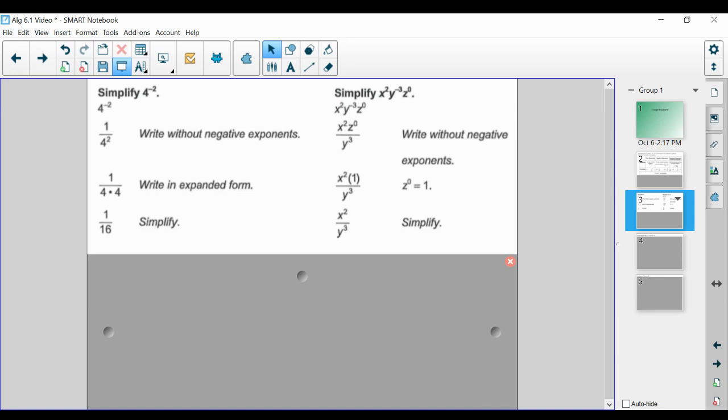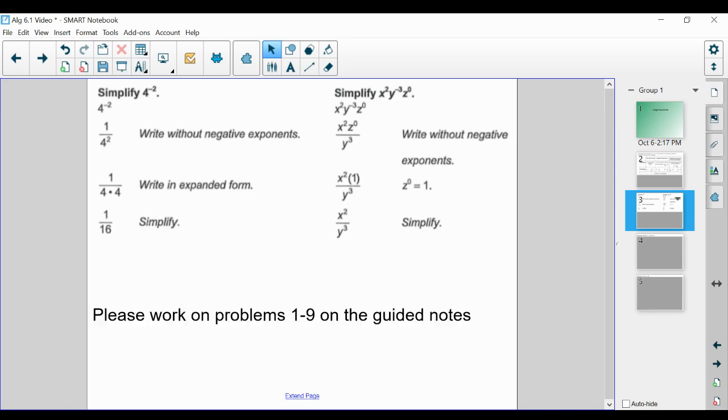So by knowing these properties, we're able to simplify a lot of these, what some students think of as scary expressions, and we can use our properties of exponents to help us simplify and turn them into a much nicer setting. So with that, please work on problems 1 through 9 on the guided notes and resume when you're ready to move forward.